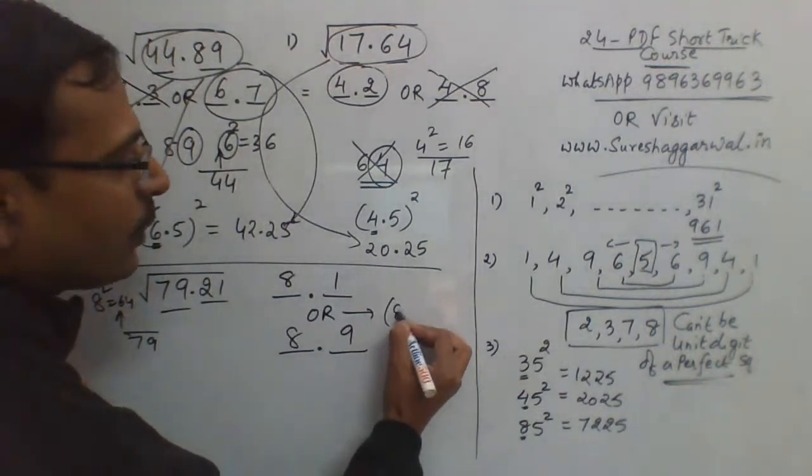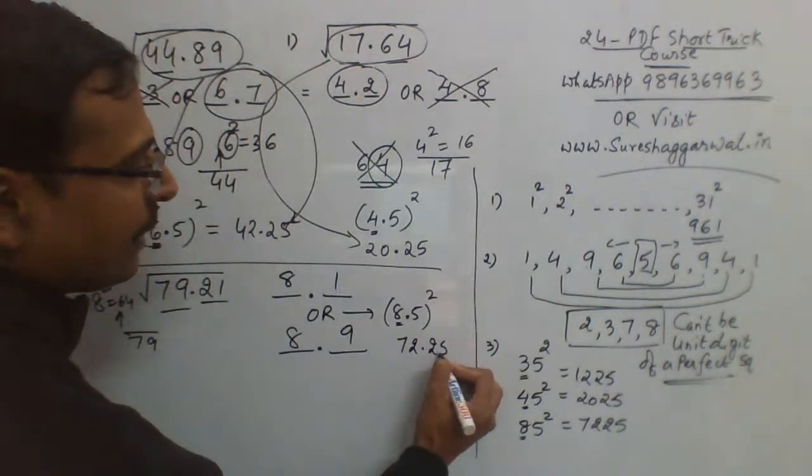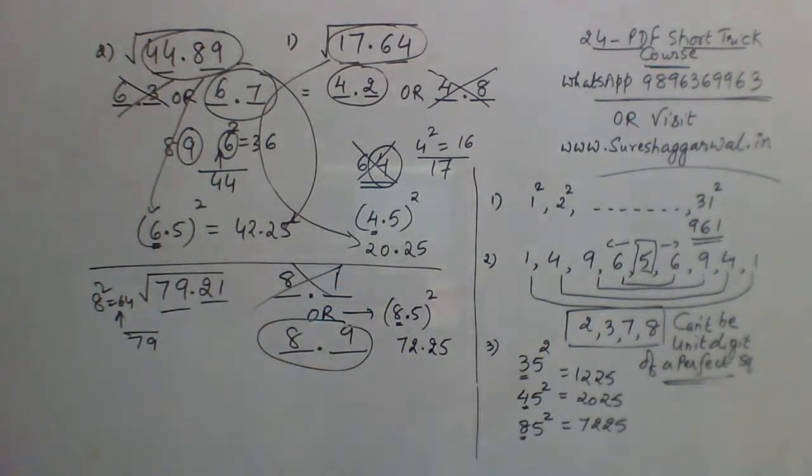Now let's take 8.5 square, which is 8 9s are 72, 72.25. My number in the square root is greater, so my answer is greater. The smaller one is rejected, and 8.9 happens to be the correct answer for this one.